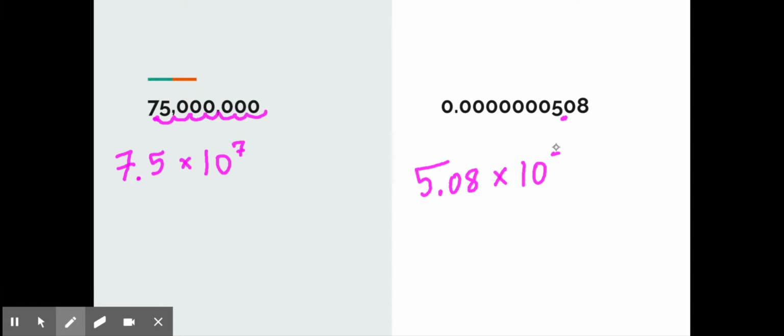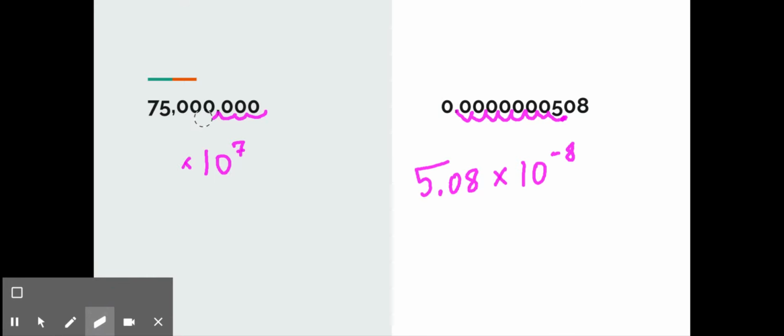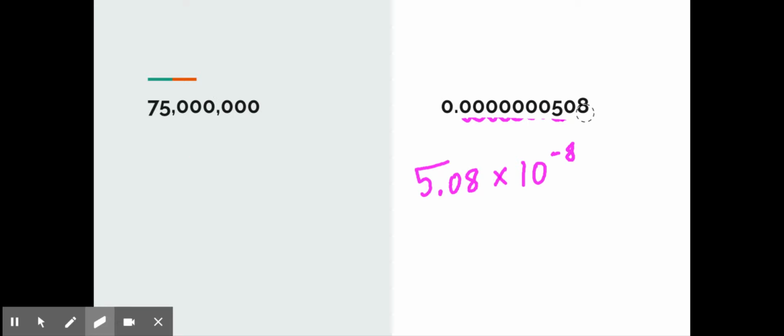It has to be negative because this number is less than 1. And we figure out what this exponent is by figuring out how many times do I have to move this decimal to get it back to my original decimal. And that's 1, 2, 3, 4, 5, 6, 7, 8 times. So it's to the negative 8 power. Okay, pause this video, try this on your own, and when you're ready to go over it together, then click play.